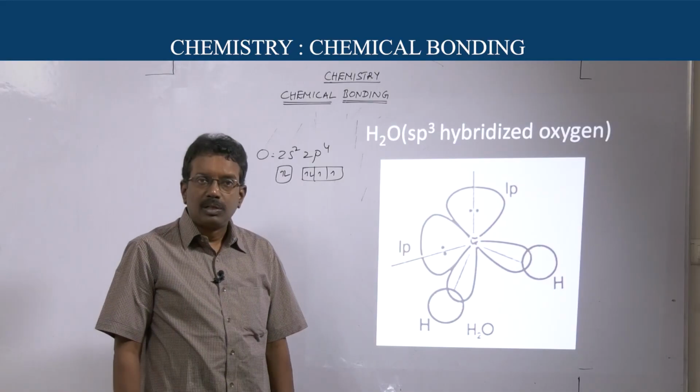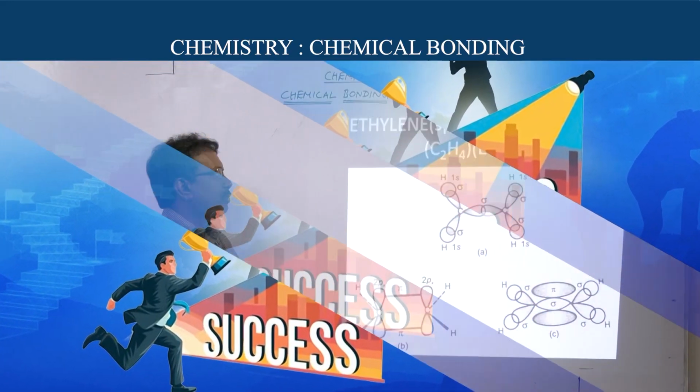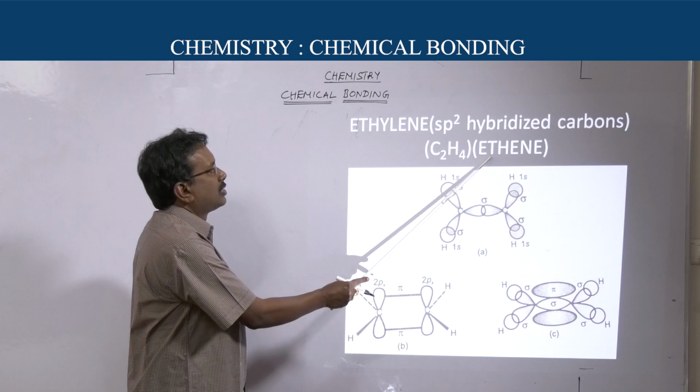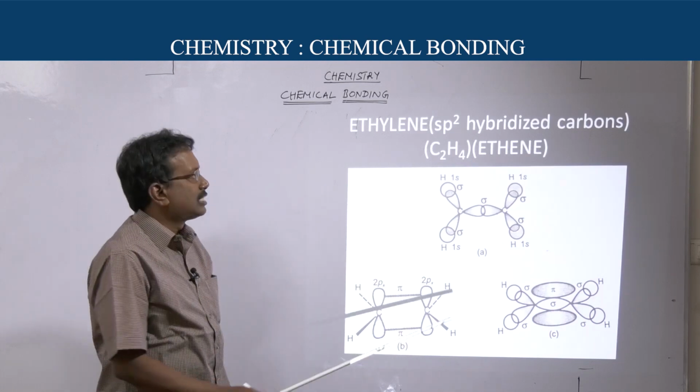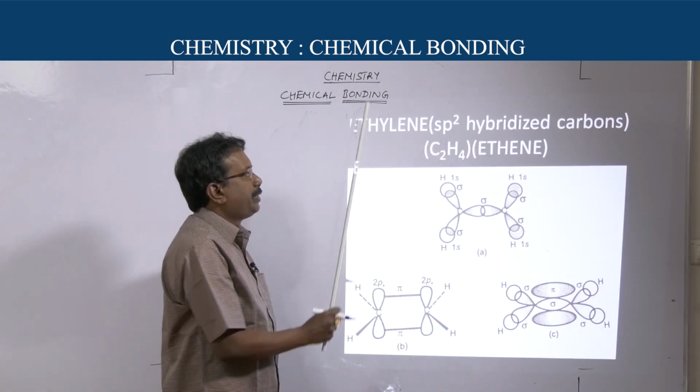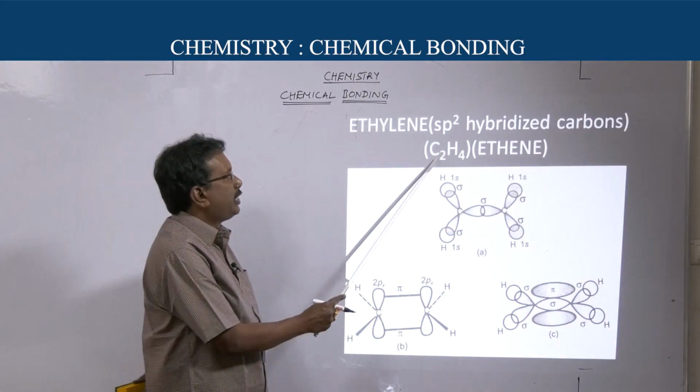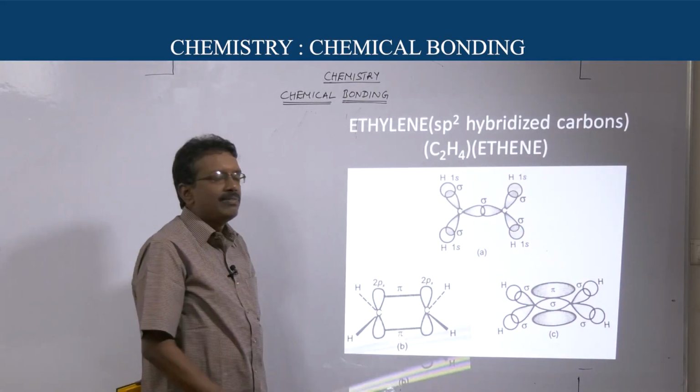Now let us move to one more example. The ethylene molecule, C2H4, also called ethene. This is the best example for carbon having sp2 hybridization. So in the C2H4 molecule, 2 carbons are available.